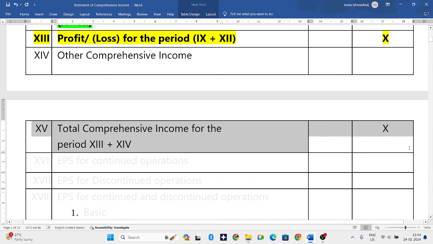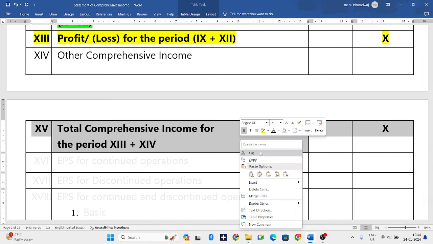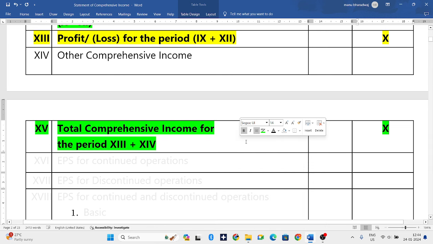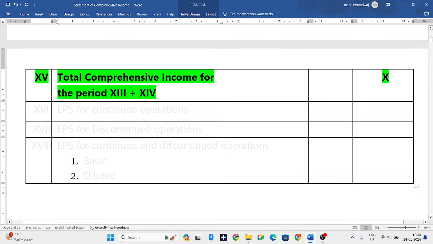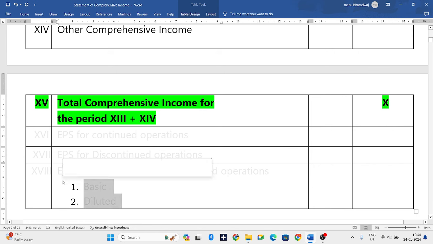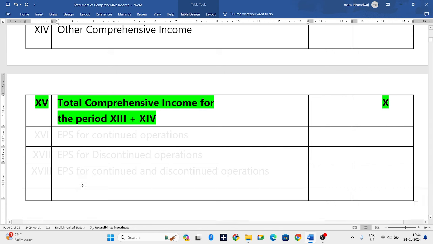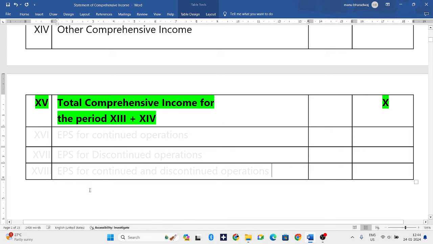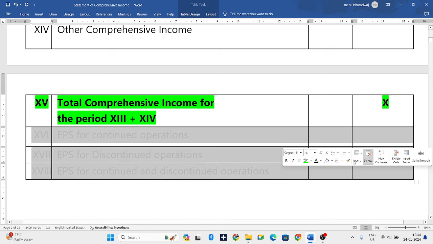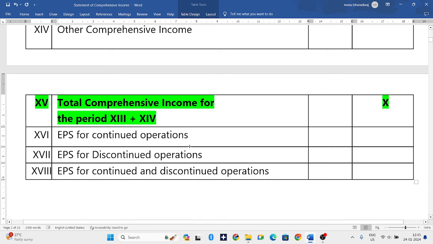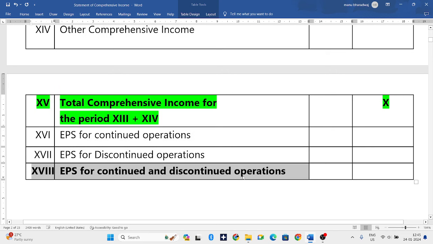actually our statement of profit or loss account ends here. Next we have to continue by calculating EPS. EPS refers to earnings per share. So we will find out the earnings per share for continued operations separately, and earnings per share for discontinued operations separately. Then we will add both of that. We will get EPS from continued and discontinued operations.